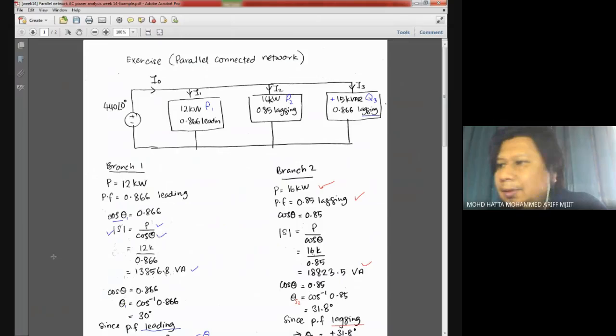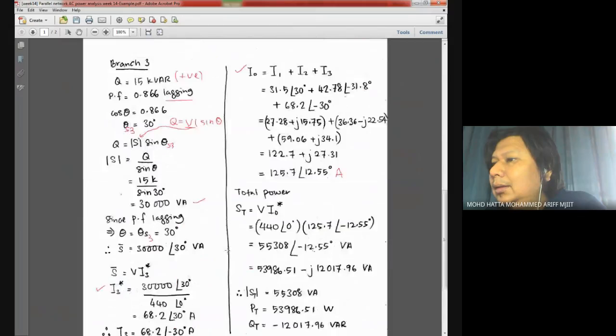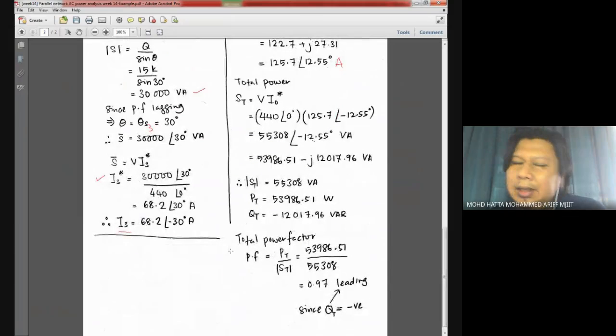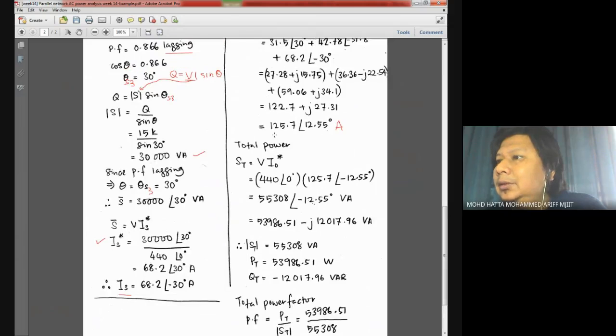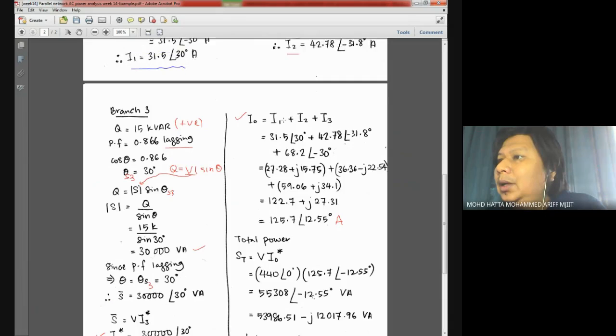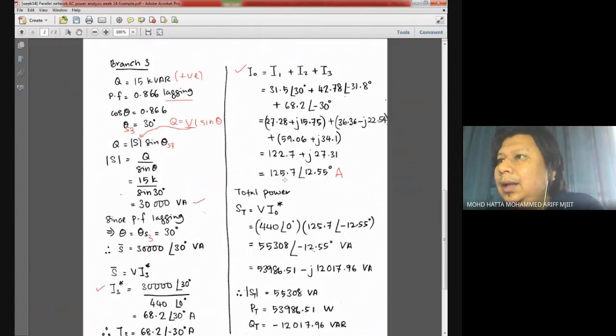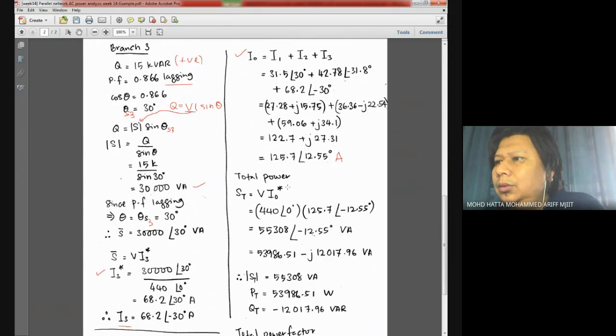That's the solution over here. Okay, for the total power, the fastest way for me to calculate my total power is by using this equation, where S total is given by V times I0 conjugate. Remember that the I0 that we found over here is the real value of I0, because we add the real values of I1, I2, and I3. To calculate total power, we need to take the conjugate value of I0.